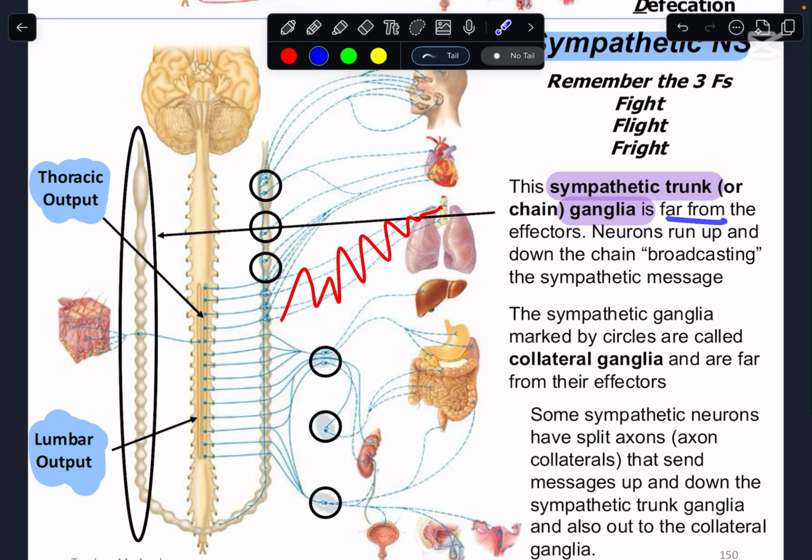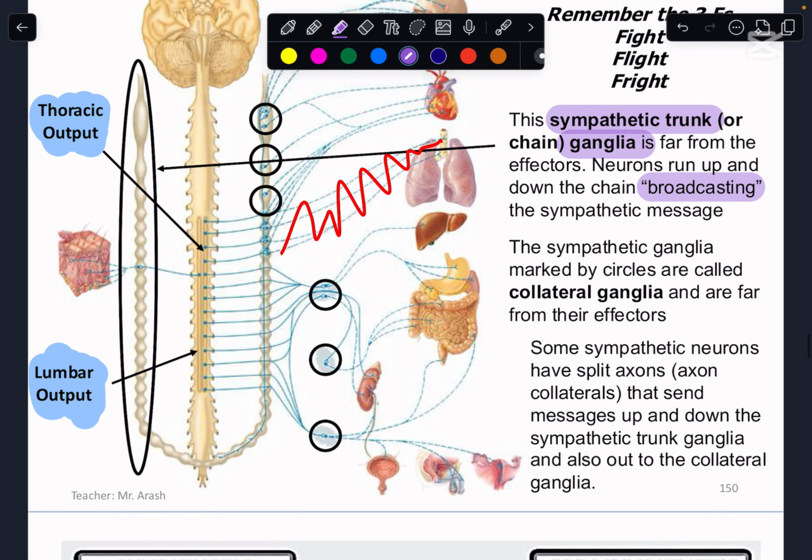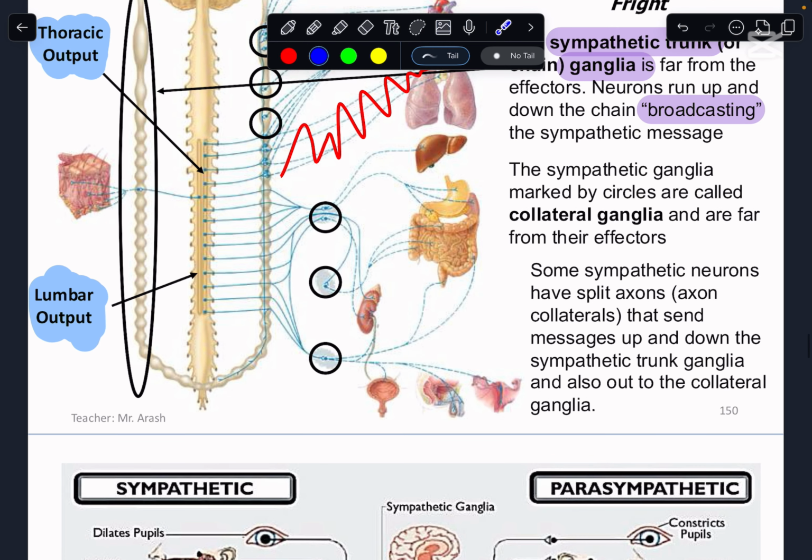And they are far from the effectors, as we can see, these are the effector organs. The other thing is that the neurons run up and down the chain, broadcasting the sympathetic message. And the sympathetic ganglia marked in the circle are called collateral ganglia. Those are these ones here, called collateral, and they are far from the effectors too. You don't need to worry too much about these collateral ones. Some sympathetic neurons have split axons that send messages up and down the sympathetic trunk and also out to collateral ganglia.